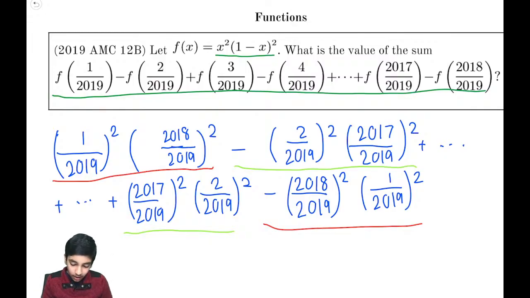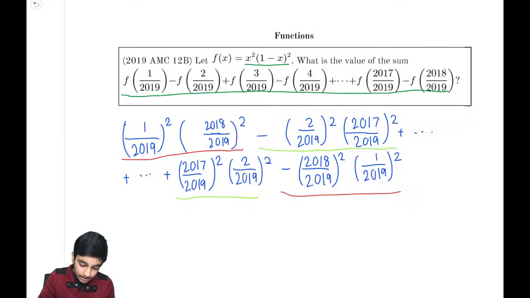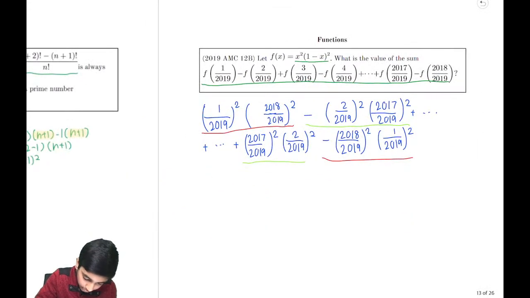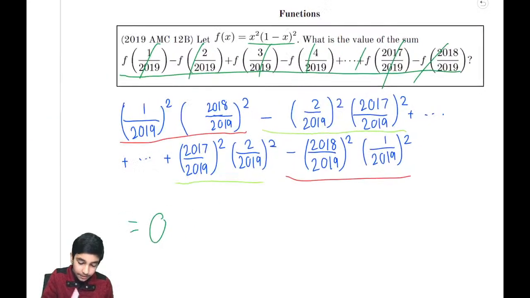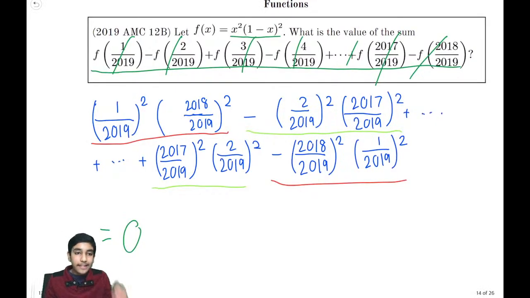And overall, as you can see here, we have a total of 2018 terms. The first one will cancel with the last one. The second one will cancel with the second to last one, and so on. We'll keep canceling all of them. And we'll just be left with 0, because all the pairs of terms cancel: first and last, second and second last, all of them. And that is the solution here.